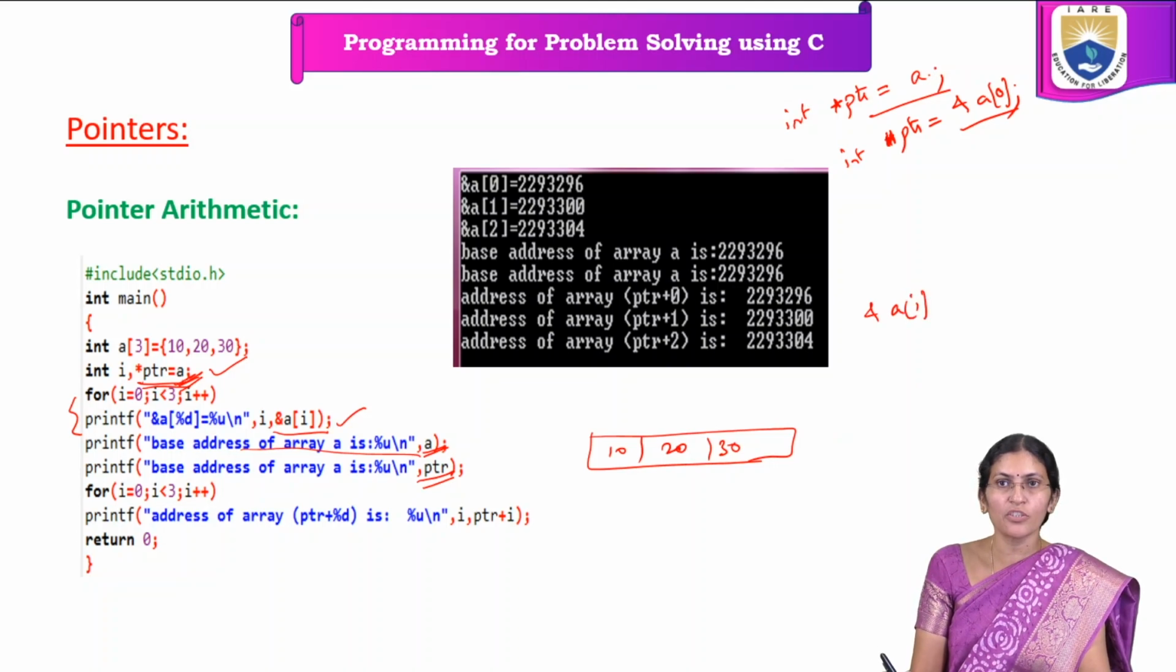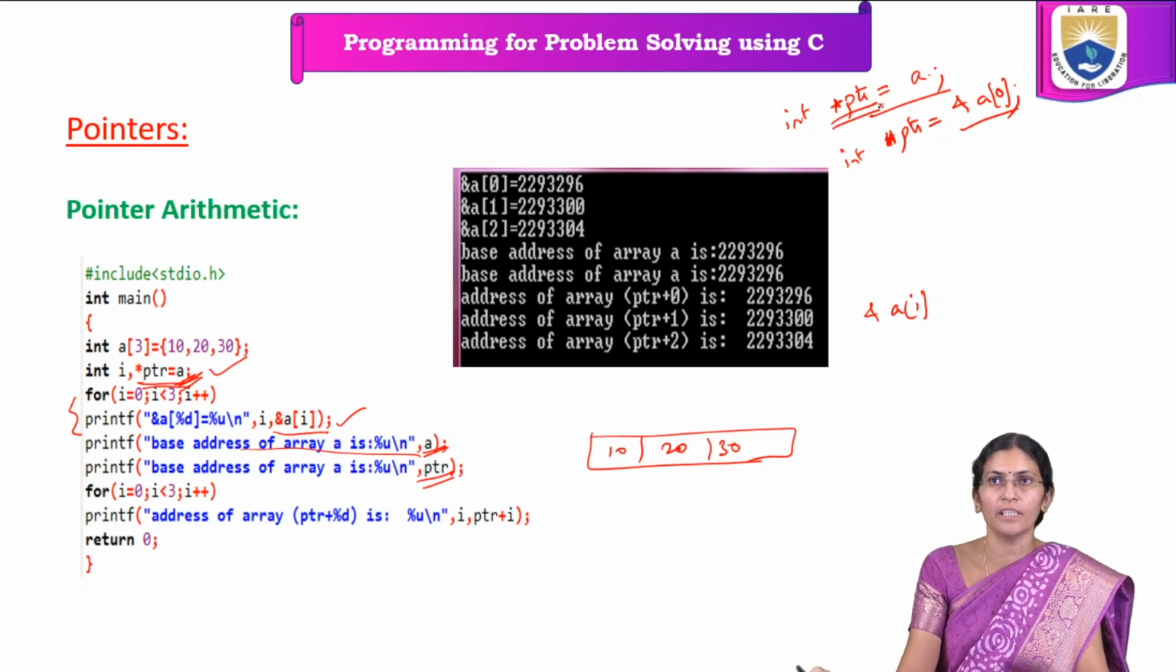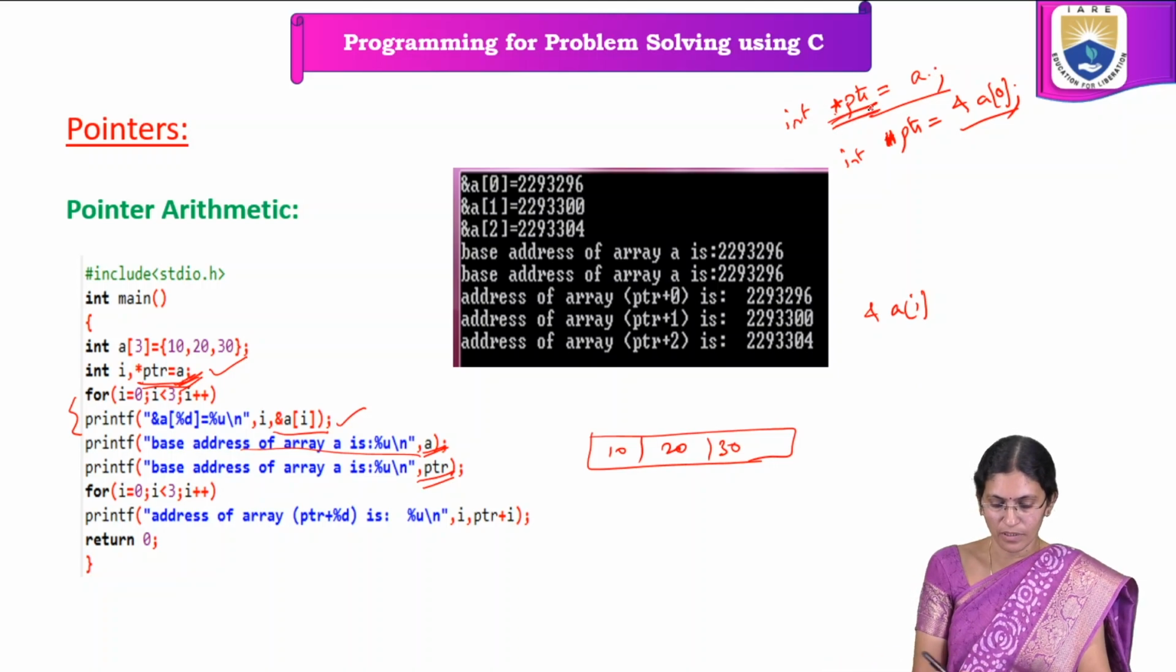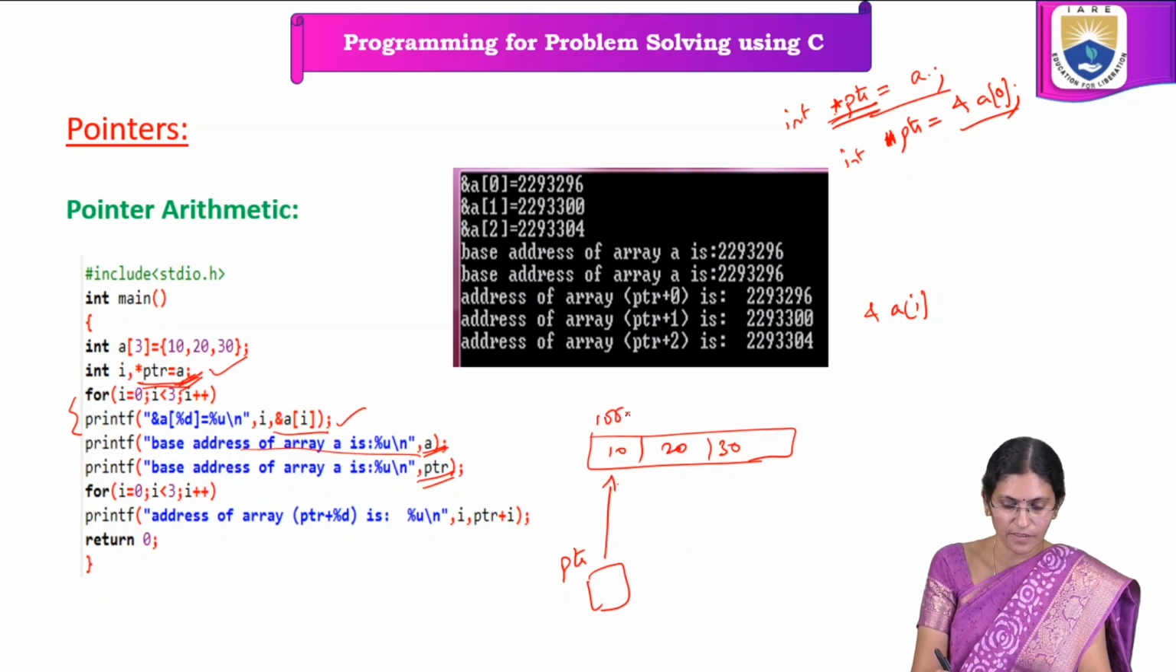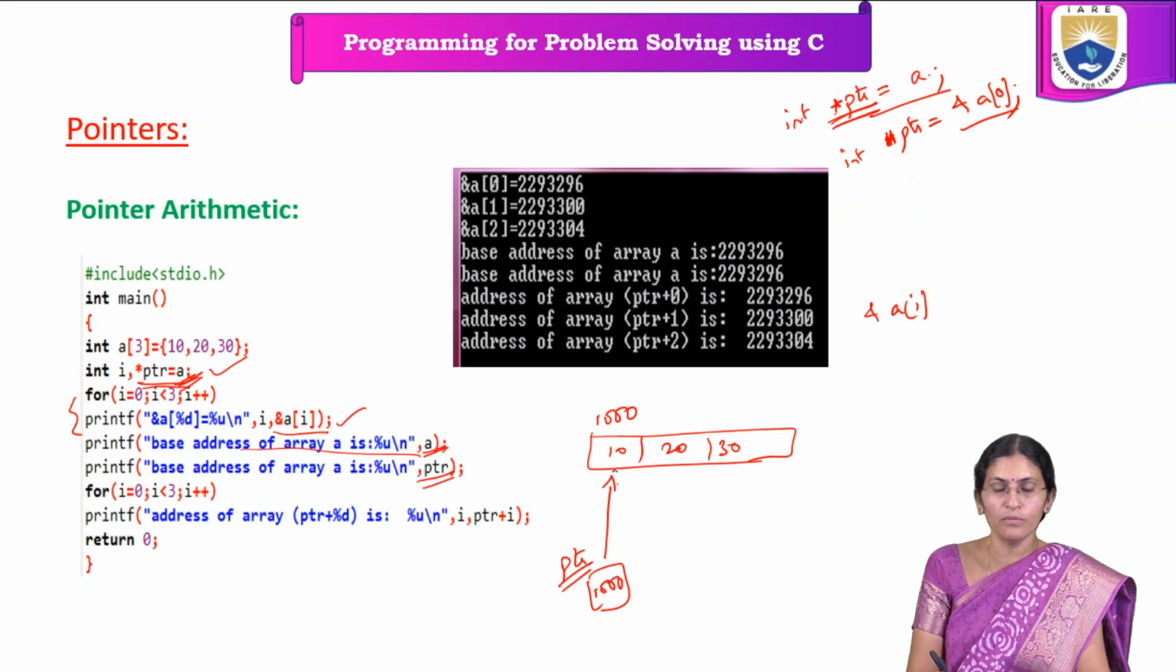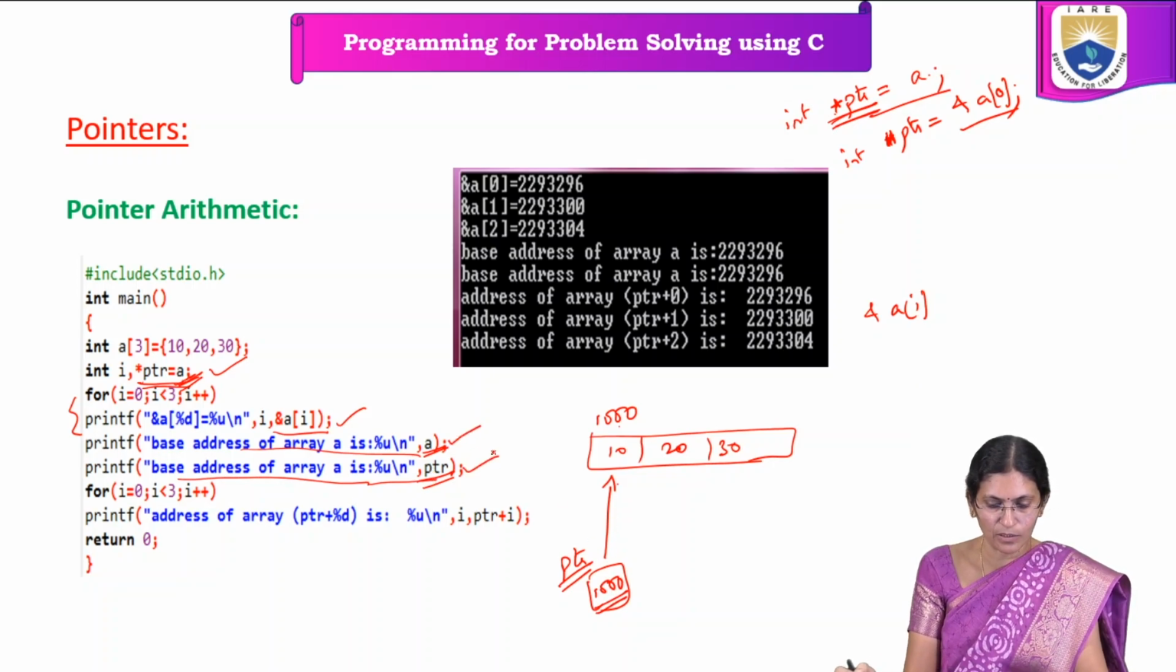Another way to print the address is by using pointers. Here we have declared a pointer PTR. The star indicates that this is a pointer variable, and it is pointing to the first element of the array. That means if this address is 1000, the pointer will point to this element, so it will store the address of the first element of the array. Now if you print this PTR value, you will get the same value as the base address.